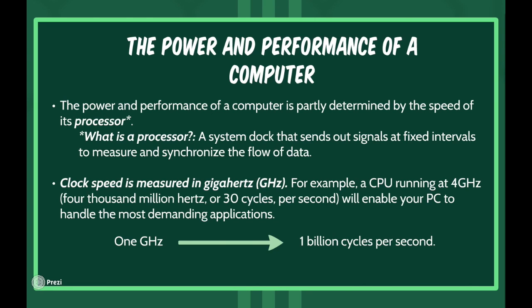The second thing you need to know about the memory is that every single computer has a power and a performance. And the performance and power of a computer are determined by the speed of the processor. And what is a processor? A processor is a system that sends out signals, the instructions for the computer, and these signals are fixed at certain intervals to measure and synchronize the flow of data. This is basically where the speed of the data is measured. We measure the speed of the data as clock speed, which we normally call gigahertz. A normal computer will have 4 gigahertz. Also, 1 gigahertz equals 1 billion cycles per second.